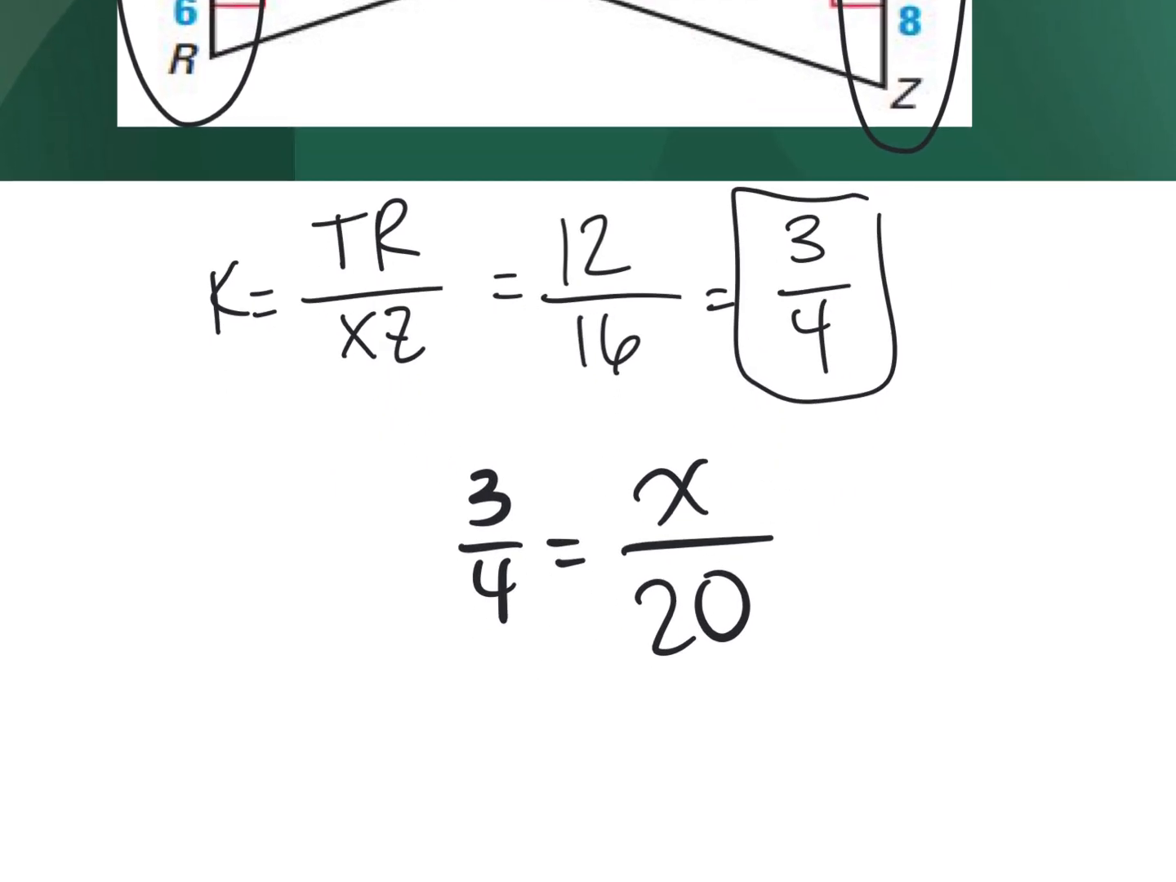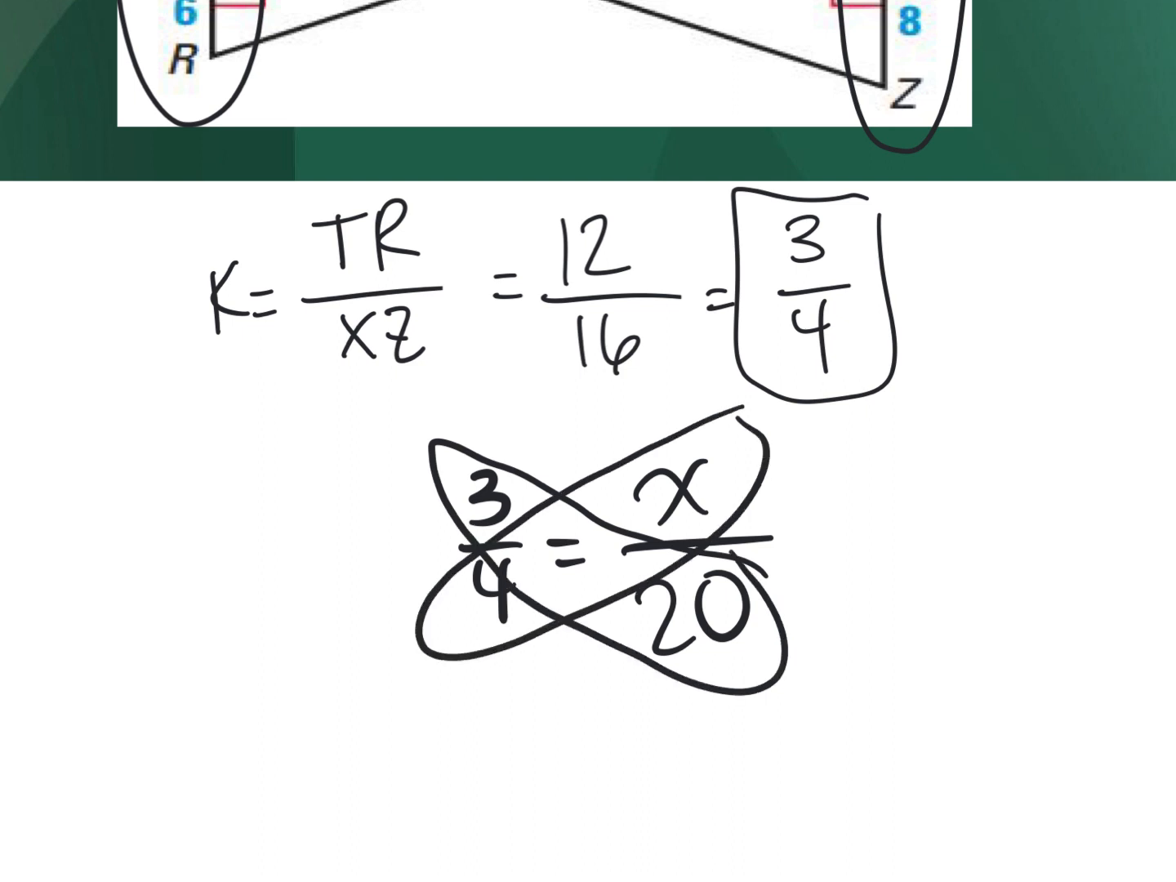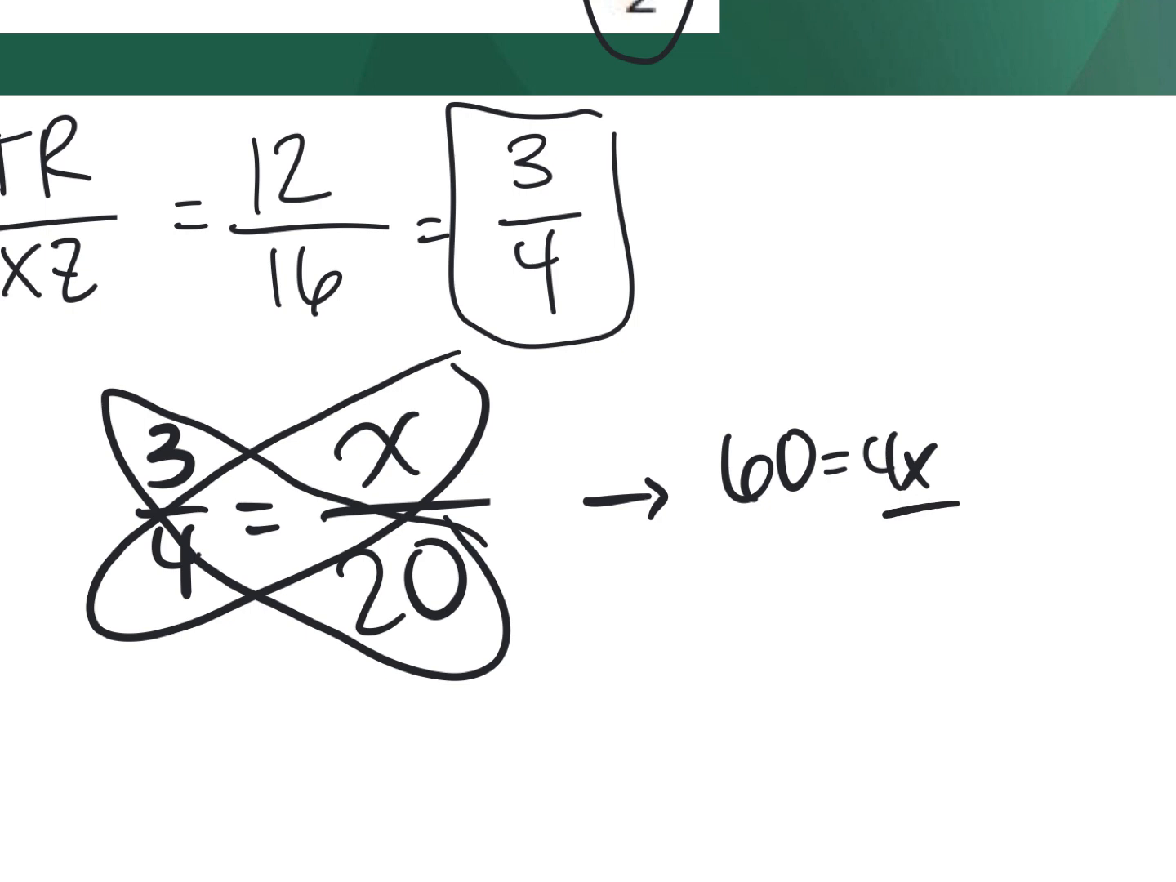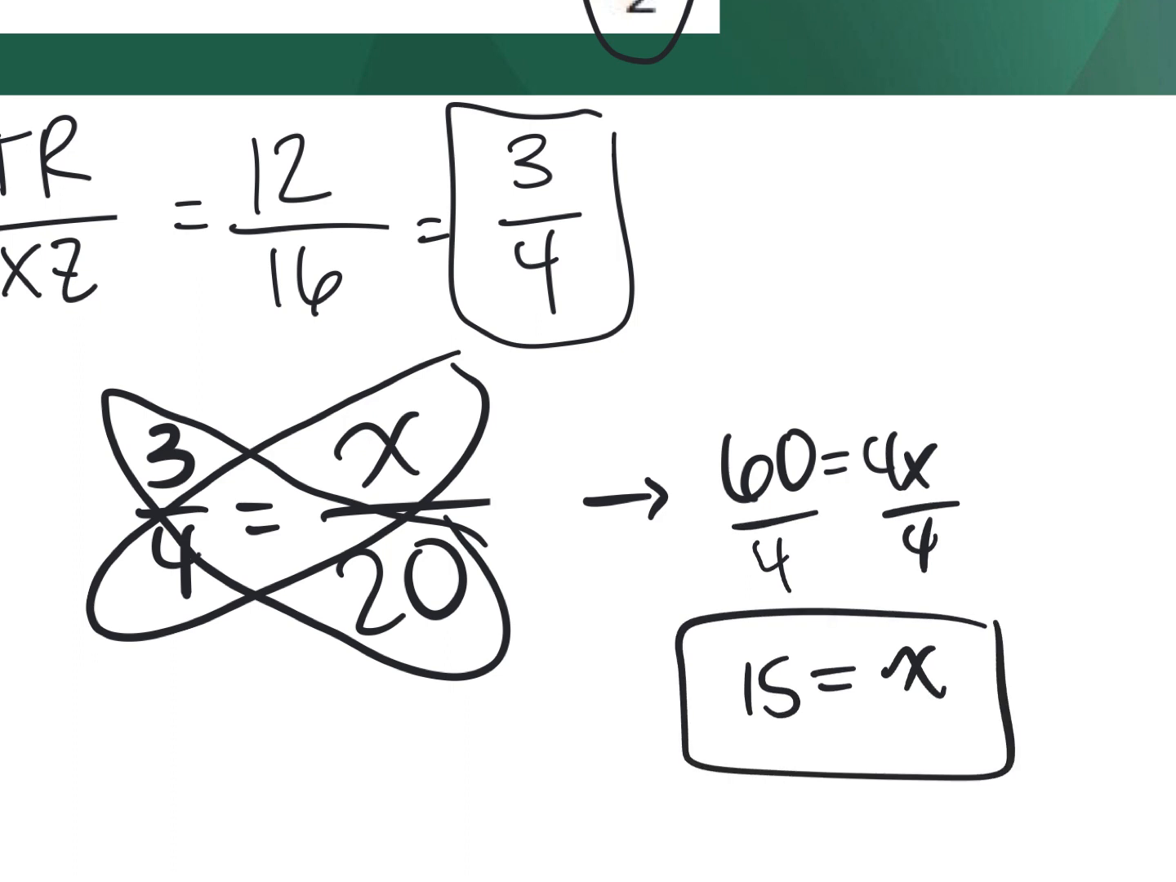How do we solve this? Cross multiply. 3 times 20 gives me 60, and 4x. So 4x equals 60. Very good. And then you divide both sides by 4. X is equal to? 15. That's it. Makes sense. Okay.